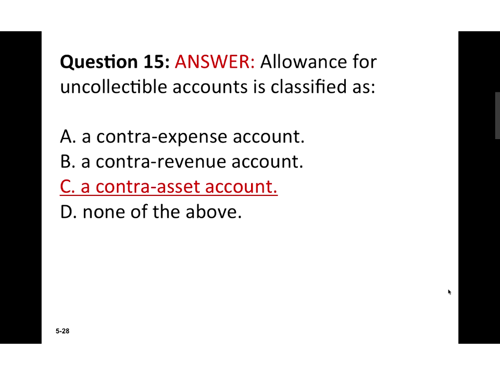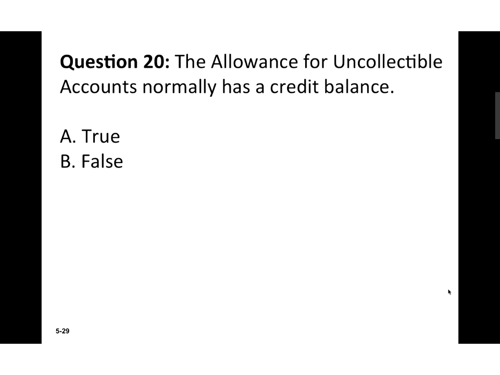Okay, and this is a contra asset. The allowance for uncollectible accounts is classified as a contra asset account. And then one more before we go on. The allowance for uncollectible accounts normally has a credit balance, true or false?